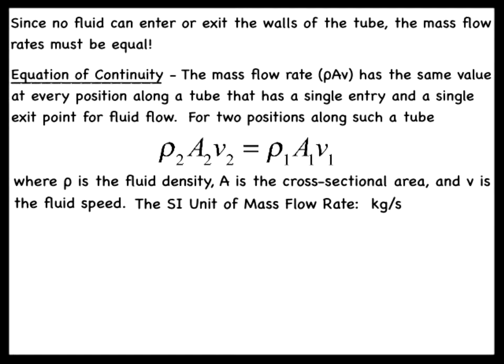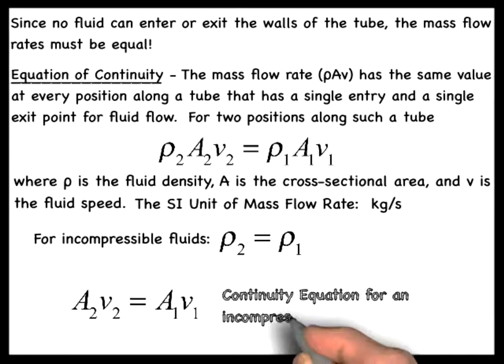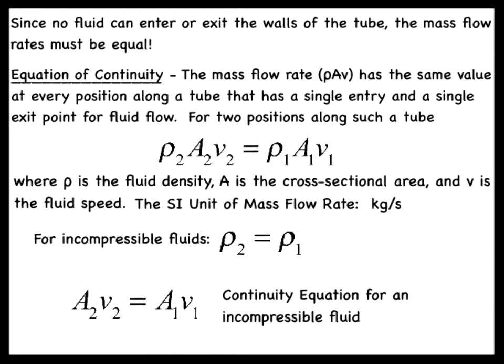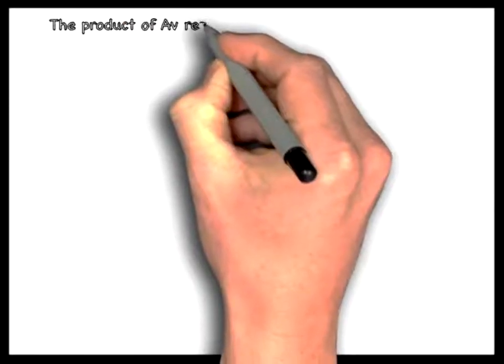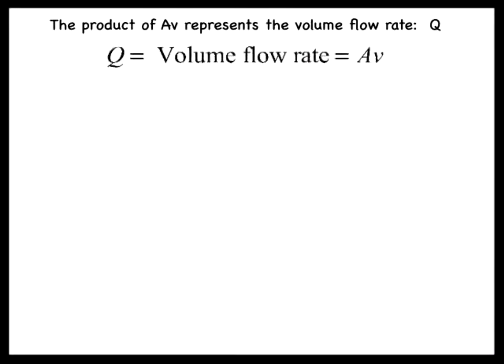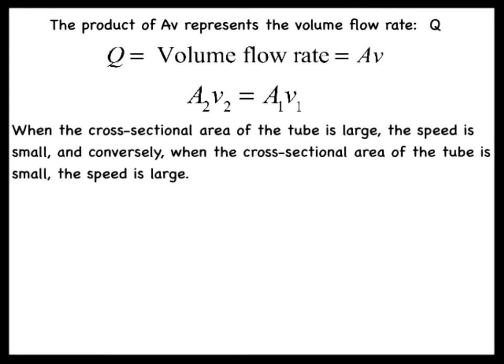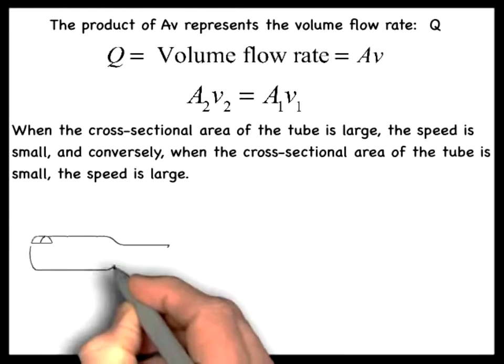If the fluid is incompressible, as is the case for most liquids, then ρ1 equals ρ2, and the equation of continuity reduces to the following. The product of A times v has units of meters cubed per second, for instance, and represents the volume flow rate Q. The equations above show that when the cross-sectional area of the tube is large, the speed is small, and conversely, when the cross-sectional area of the tube is small, the speed is large.